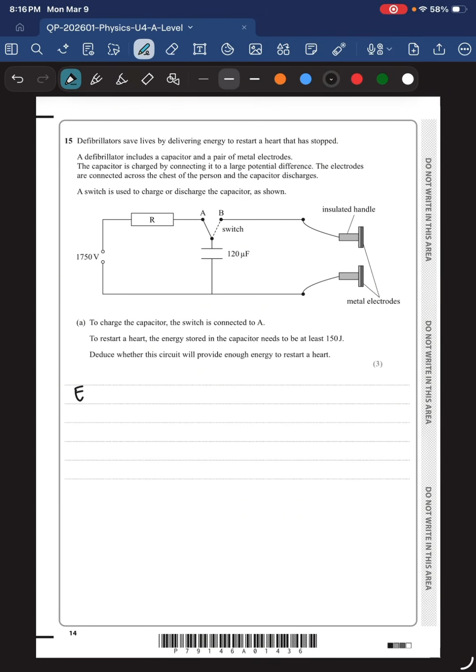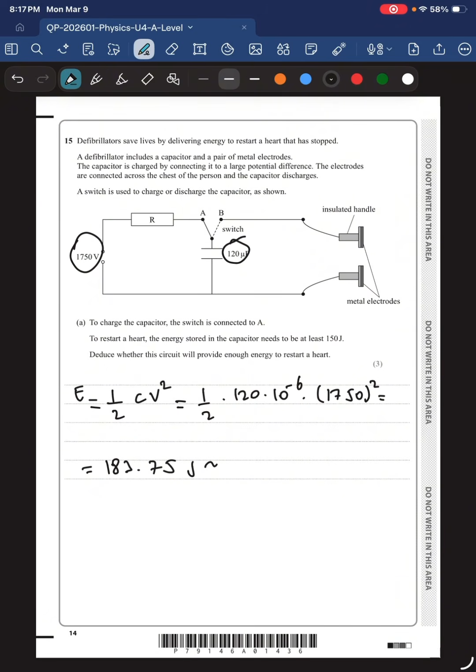The energy stored in a capacitor is 1/2 CV squared, since we know the potential difference and the capacitance. So 1/2 times 120 times 10 to the negative 6 times 1750 squared yields 183.75 joules, which is about 184 joules, which is larger than 150 joules.